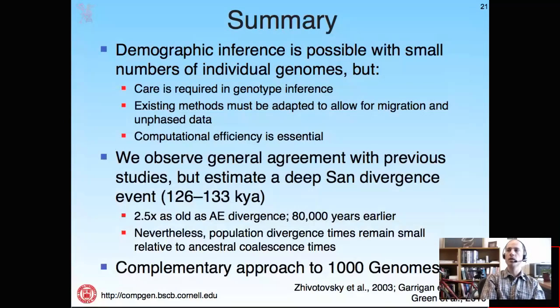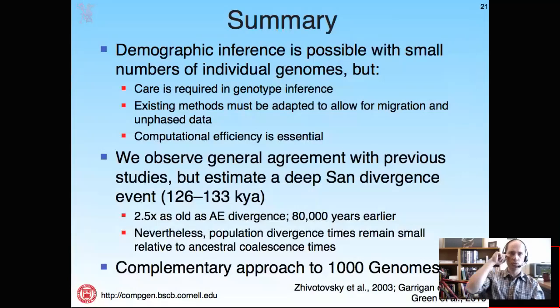But it's important to note that even with this very old event, even with split times on the order of 130,000 years, population divergence times are small relative to ancestral coalescence times. So we're estimating ancestral coalescence times of hundreds of thousands of years with these populations. So human populations are sufficiently large that ancestral coalescence dominates the time since populations have diverged. And that's the reason why we observe more variation within human populations than we observe between human populations, as has been known now for decades. So that observation holds even with the SON.